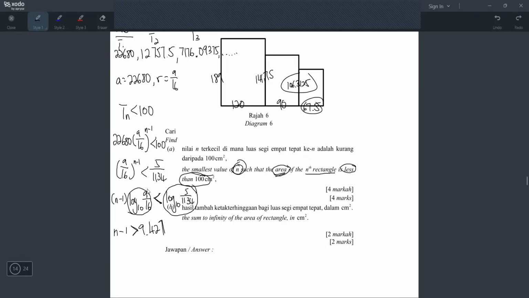That's why when you take a negative answer divided by a negative answer, you end up with a positive 9.427. But when you divide by a negative, you have to flip the sign. It means smaller becomes bigger, right? That is why I have to flip the sign, alright?